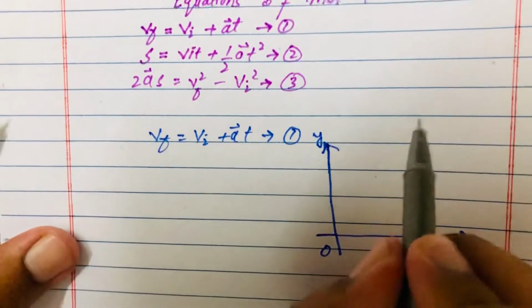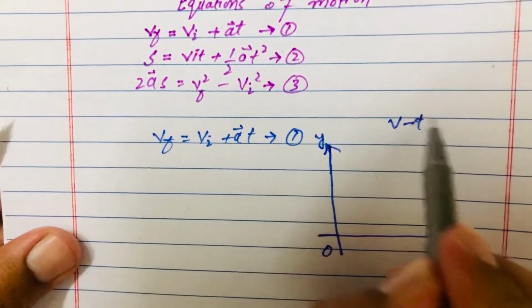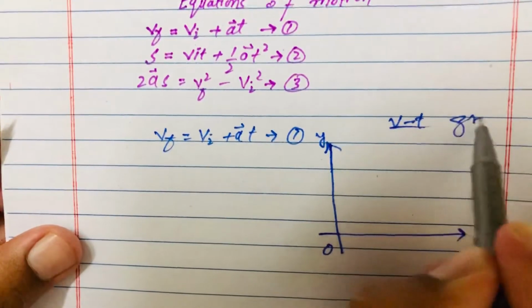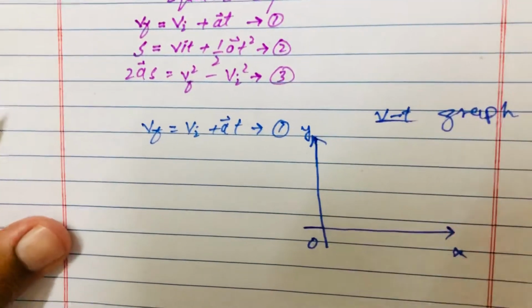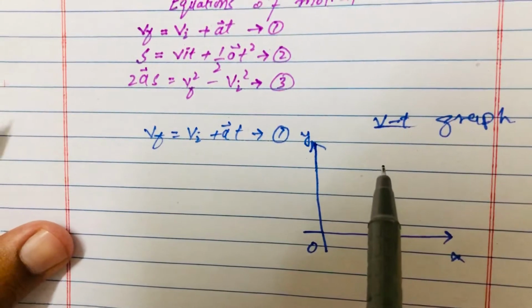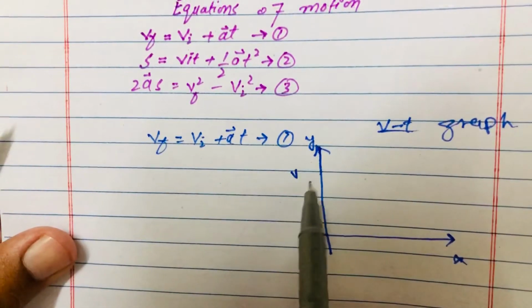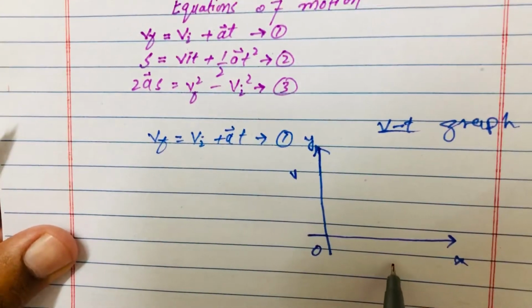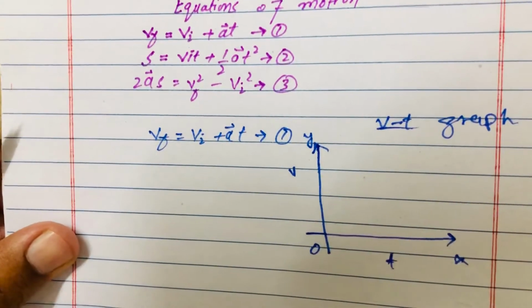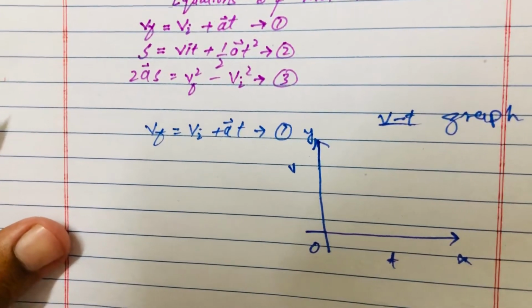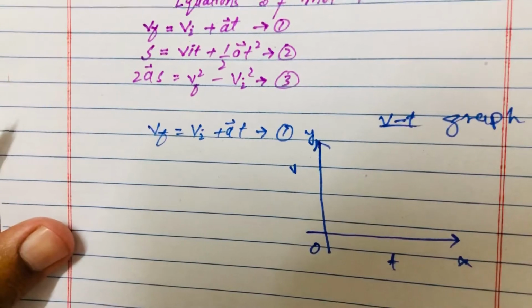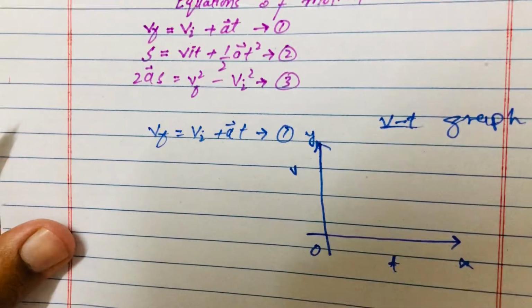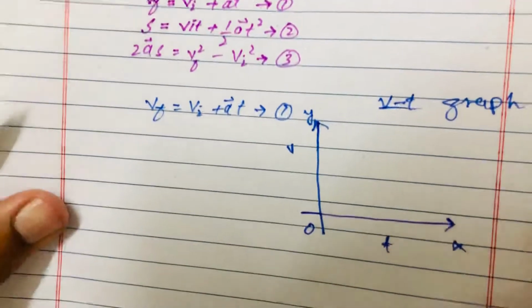VT graph means the graph is plotted between velocity and time. This is velocity on the y-axis and this is time on the x-axis. This is a velocity time graph and the slope of this graph is acceleration. We will discuss this later on.